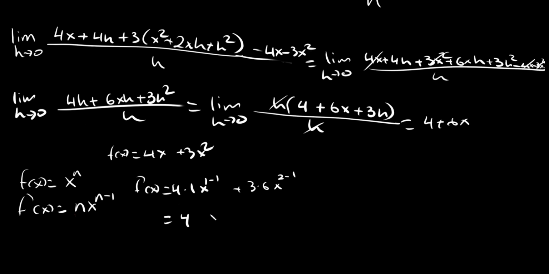It's going to be left with 4, this is going to be 1 here, plus, I went a bit too fast right here. Plus 3 times 2, I'm left with 6 times x. Okay, so this is the same answer right here. That confirms that I've done the right thing.